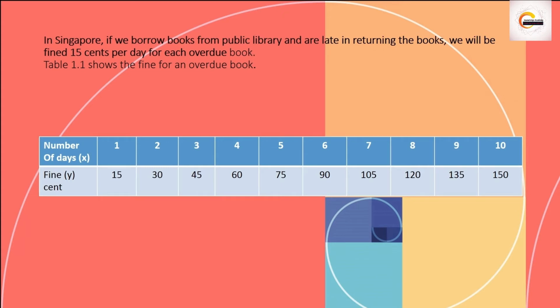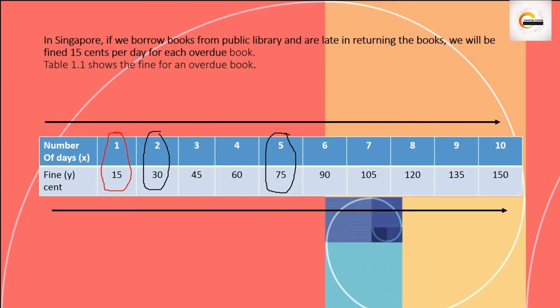Let's consider this case. In Singapore, if we borrow books from the public library and are late in returning the books, we will be fined 15 cents per day for each overdue book. We can clearly see from this table that on the first day we will be charged 15 cents and on the second day we will be charged 30. Similarly, on the 5th day, we will be charged 75. So we can observe that as the number of days increases, the fine is also increasing.